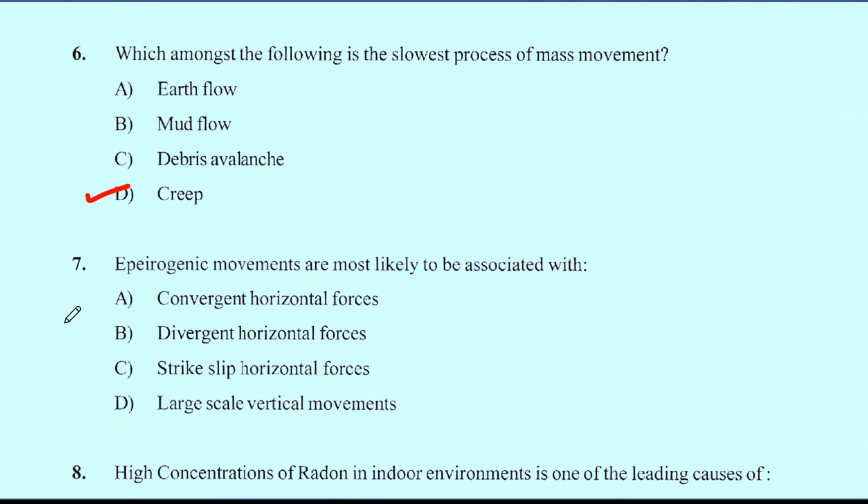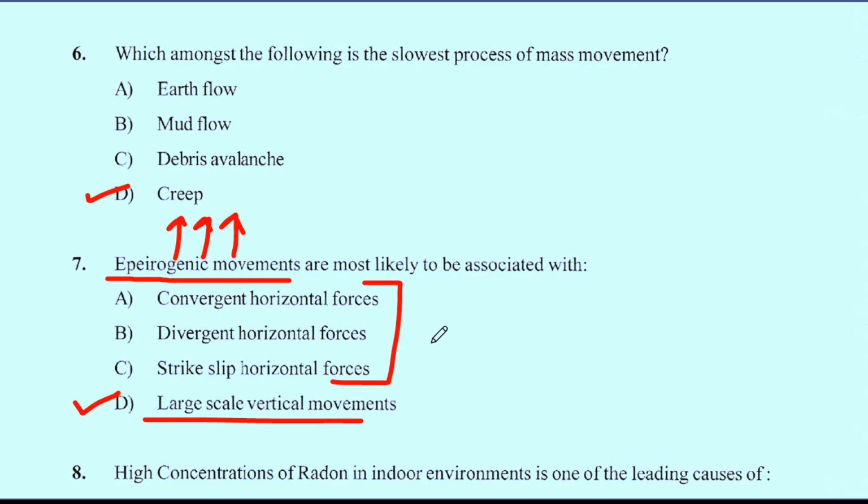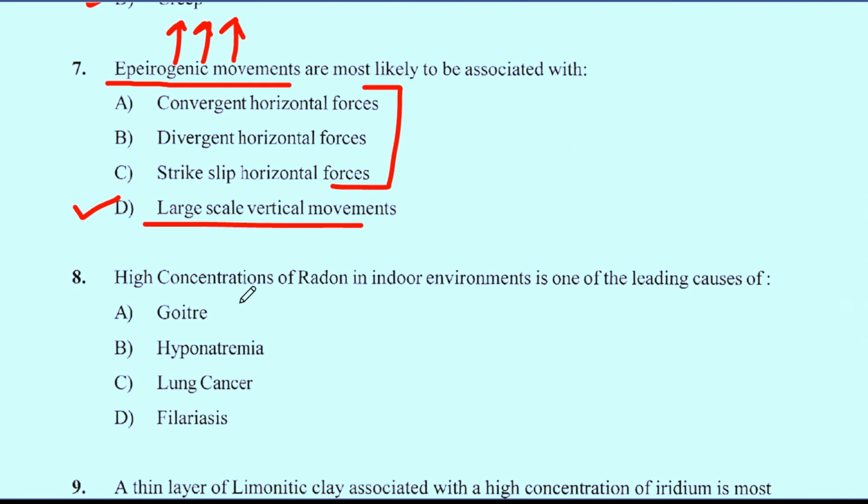And the next question, the seventh one, is epeirogenic movement. Epeirogenic means there is no tectonic activity involved. Only the upliftment of the block is involved, not any boundary. Only the upliftment. So it is a large scale vertical movement, and the rest three are all related with the plate boundaries. So this is not the answer. Right answer is D.